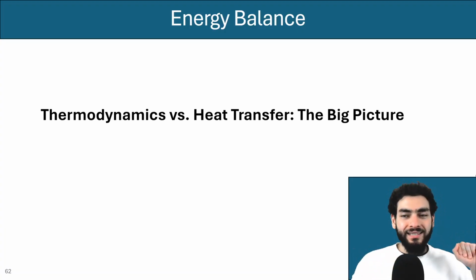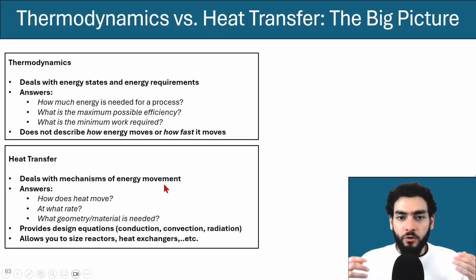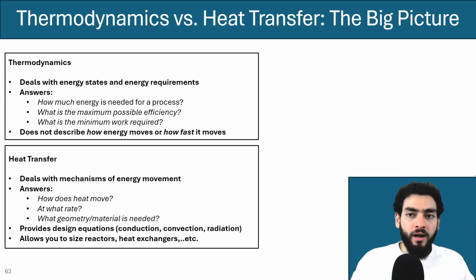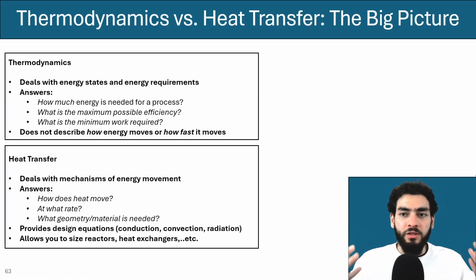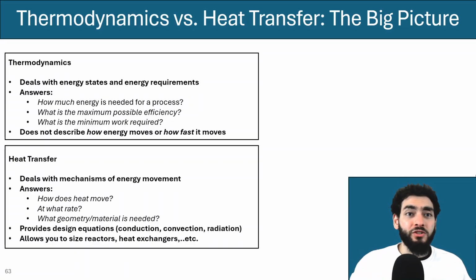So let's just take a step back and look at the big picture. The question that comes to everybody's minds is, what's the difference between thermodynamics and heat transfer? With thermodynamics, we deal with energy states and energy requirements. Thermodynamics answers questions like: how much energy is needed for a process? What is the maximum possible efficiency? What is the minimum work required? It does not describe how the energy moves or how fast it moves.